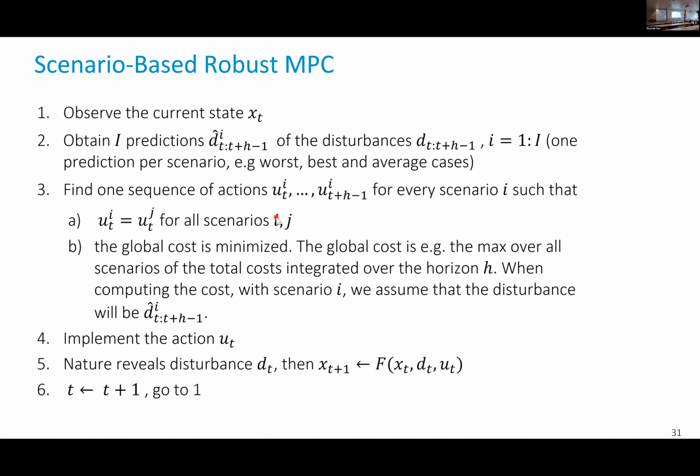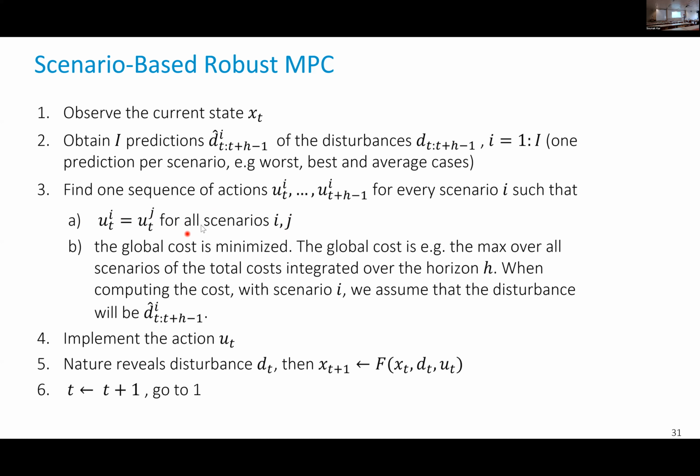So we add one set of actions per scenario. If we did not add this constraint, then we would have 3 independent optimization problems. I would compute a set of actions for scenario 1, for scenario 2, for scenario 3, and then I would have 3 actions to implement. And since I don't know which scenario will occur, then I have a problem. So we don't have this problem because we impose this constraint here.